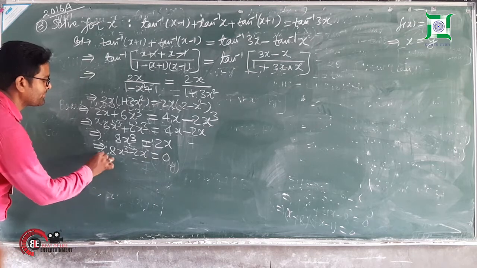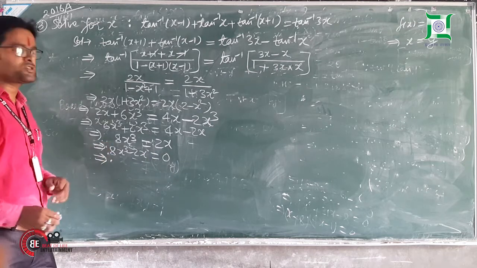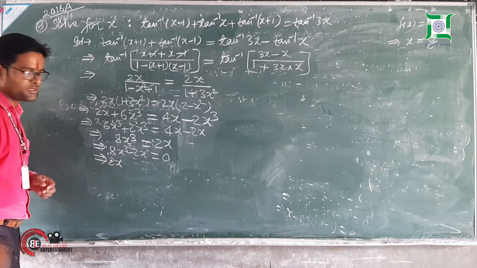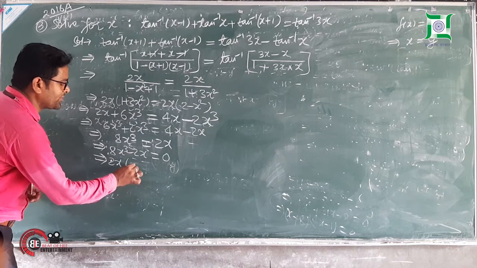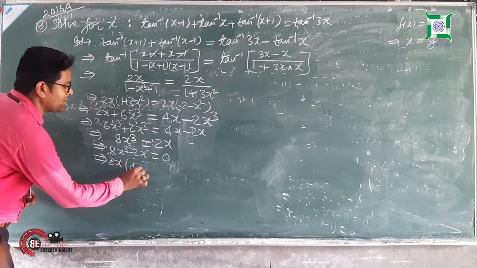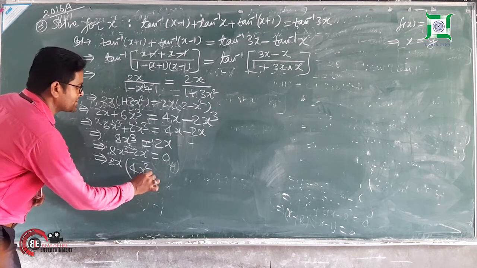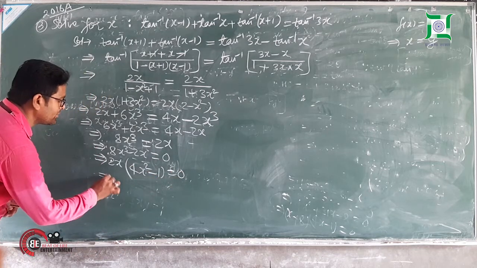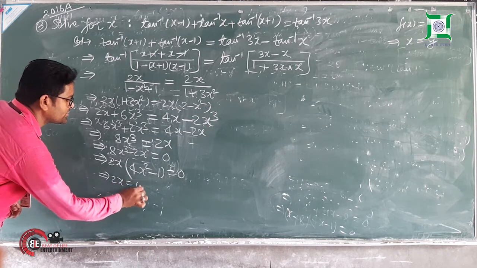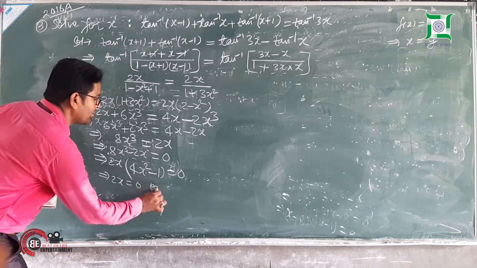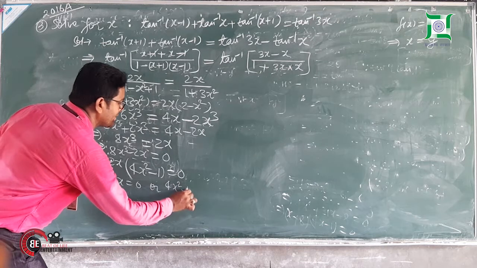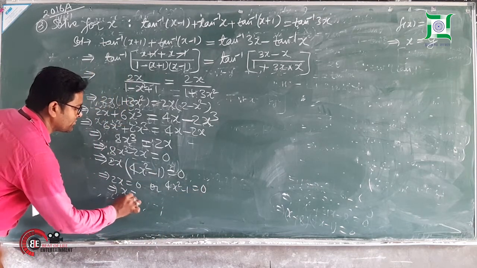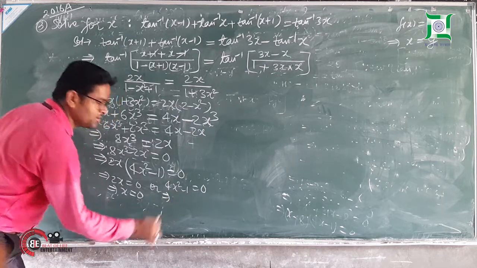Now again, 8x cube minus 2x. What can you take common? We can take 2x common. What is left? Here 4x square is left, and here minus 1 is left, equal to 0. So what do you have here? 2x is equal to 0, or 4x square minus 1 is equal to 0. Solve them further. You will get here x equal to 0. What will you have here?